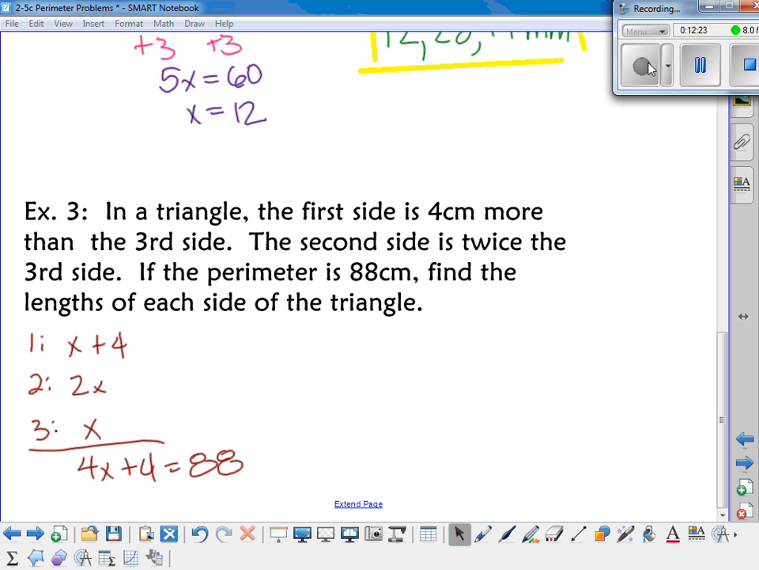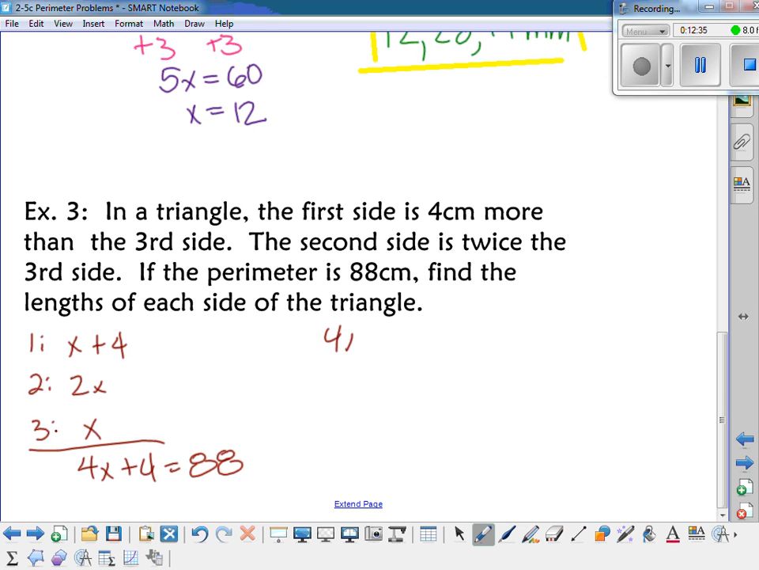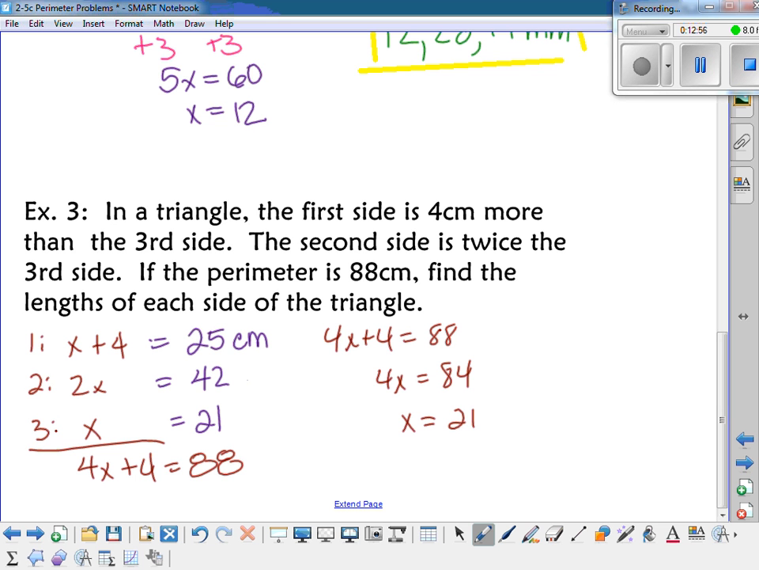Okay, so if the first side is 4 more than the third side, I can call the third side x, and the first side would be x plus 4. And then the second side is twice the third side, so it's 2x. When you add those together, you get 4x plus 4 is equal to 88. And so when you subtract 4, 4x equals 84. And when you divide, you get x is equal to 21. So when you go back and plug it in, the first side is 25. The second side is 42. And the last side is 21. And those would all be centimeters.